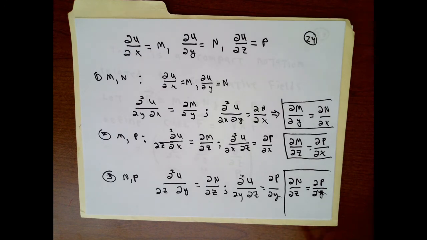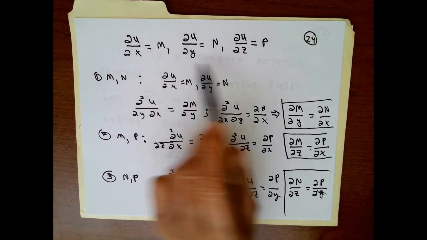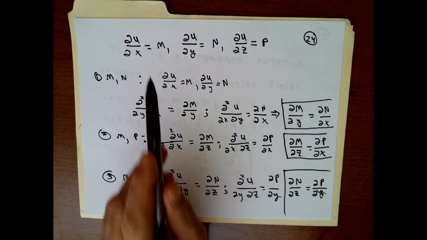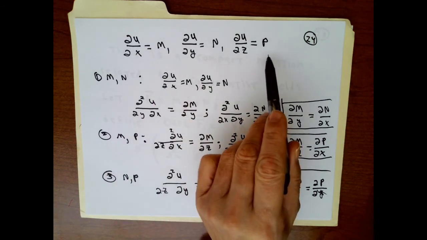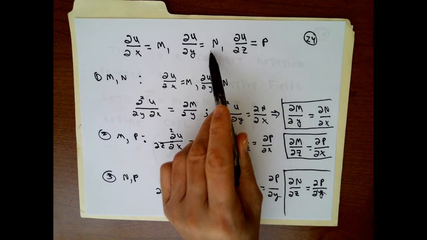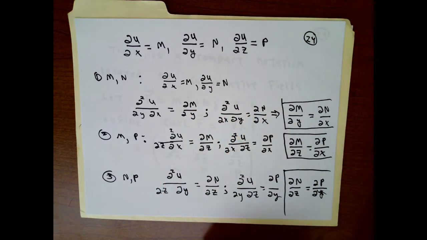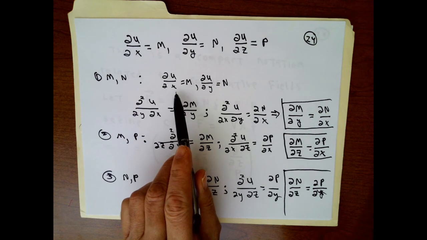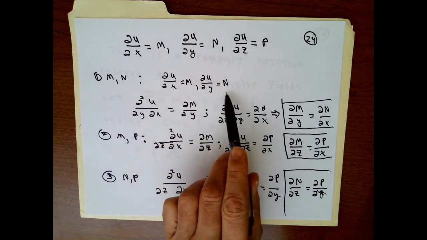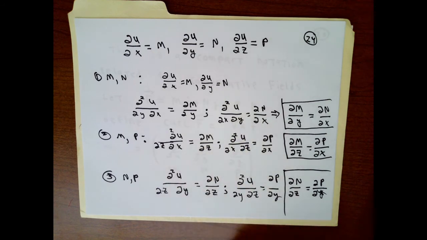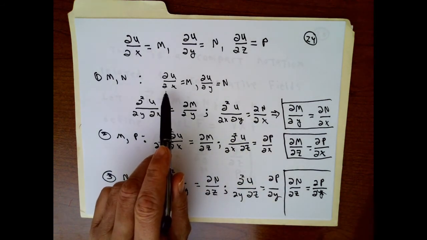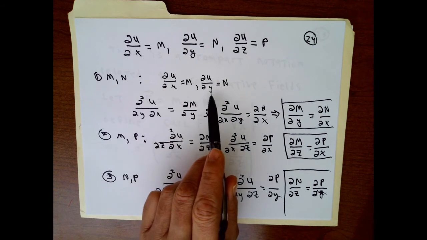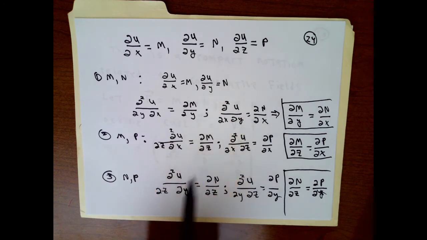Now, in a way that's similar to what we did before, I want to look at relationships between m and n, but also I could look at m and p, and thirdly, I could look at n and p. The calculation is practically the same. For the relationship between m and n, m is partial of u with respect to x, n is partial of u with respect to y. In this one, differentiate with respect to y. In this one, differentiate with respect to x.